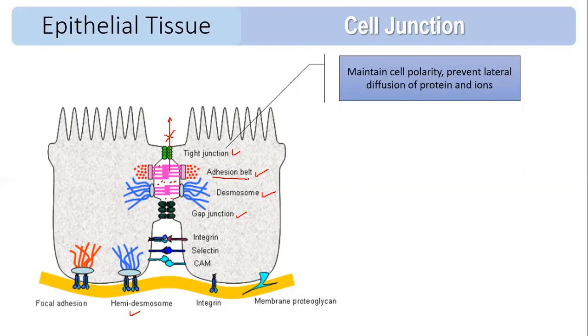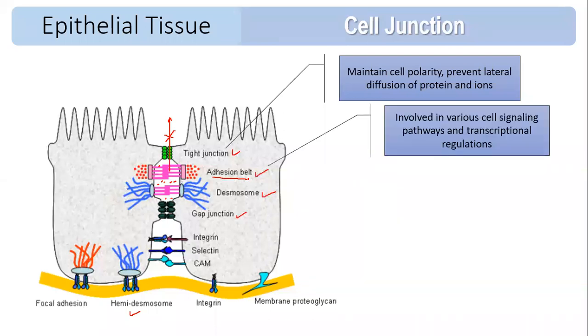They are involved in the signaling pathway, and they also regulate transcription. What is transcription? Synthesis of RNA from DNA is called transcription. So they are involved in the signaling pathway as well as in transcriptional regulation, that is, regulation of transcription. That is the second part. Can you see this? Okay, so second, they are involved in various cell signaling pathways and transcriptional regulation.